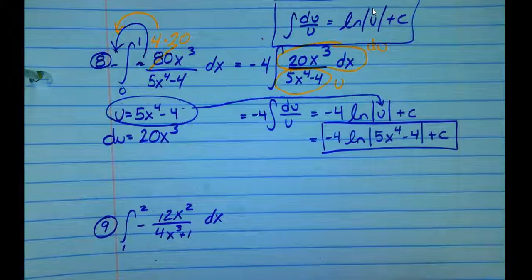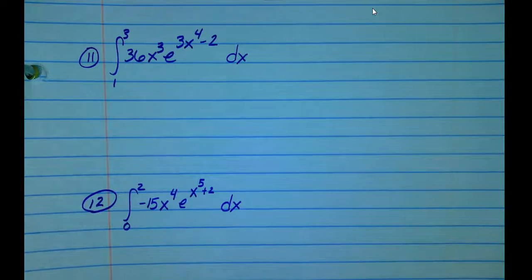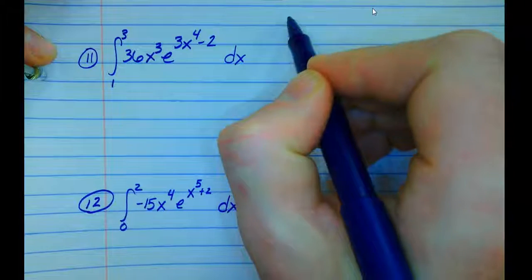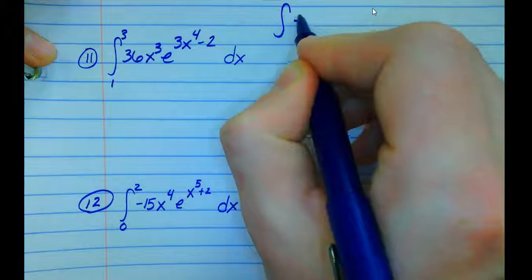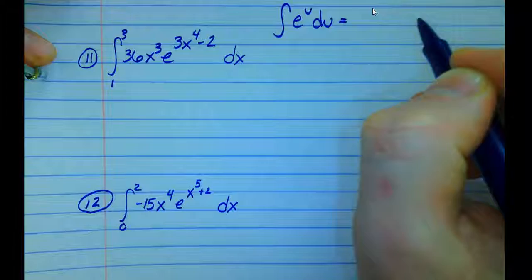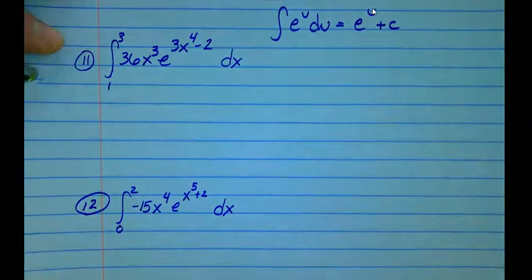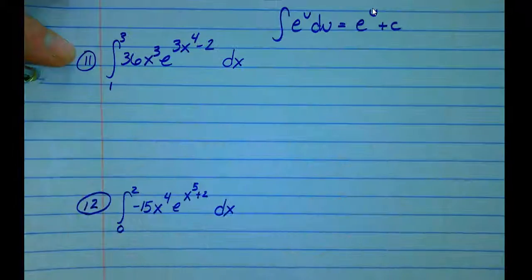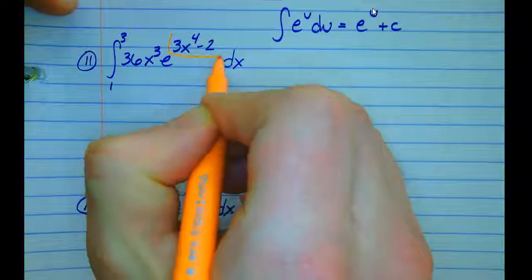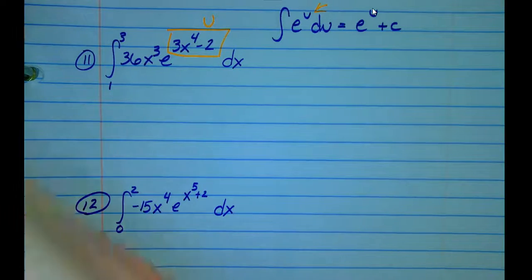The next one I want to do is a problem that includes e. Okay. So number 11 here. So first things first, hopefully just by inspection you can see that this is going to be in the form of e to the u du, because we know that the integral of e to the u du is e to the u plus c. So let's see if that's true, and if it's not true, let's make it true. So I'm going to take the exponent of the e to be u, because that's what needs to happen in order for it to be in this form.